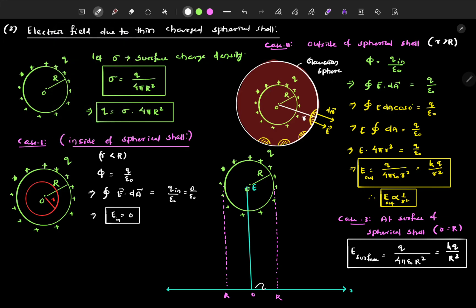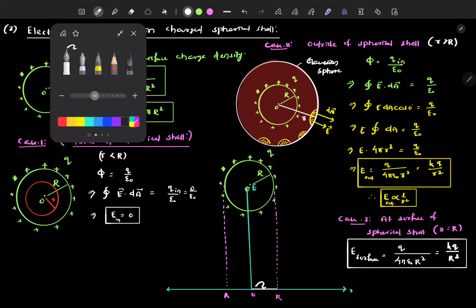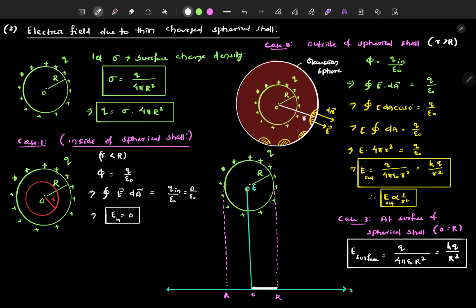E inside is 0. E inside is 0 means from 0 to capital R, the intensity value is 0. So you have to draw the line like this. In both the negative x and positive x directions, you may draw the graph. On the surface, it is maximum. Let it be maximum on the surface. This is the graph.